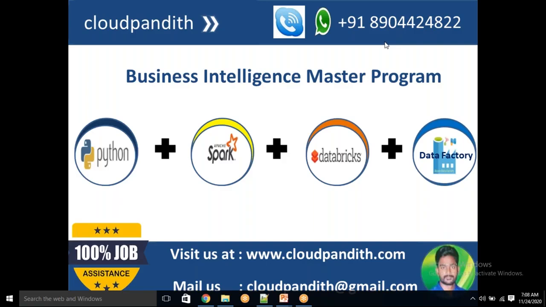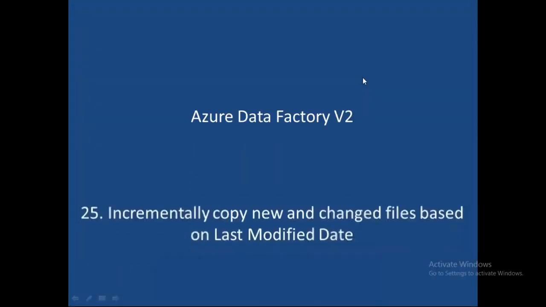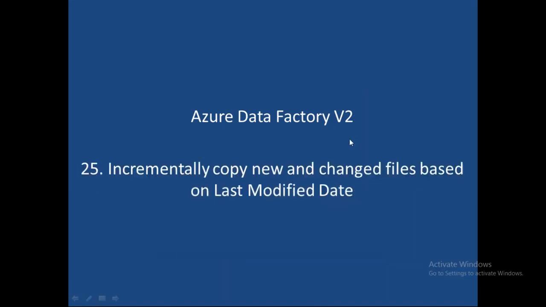Okay. Good morning, friends. In this Business Intelligence Master Program, today is our 25th session. In this session, we are going to see how to copy incremental files. Incremental files means, let's say you have a folder called Cloud Pandit in blob storage. In that Cloud Pandit folder, I have 100 files. These 100 files I have already copied into my destination. Destination can be anything.